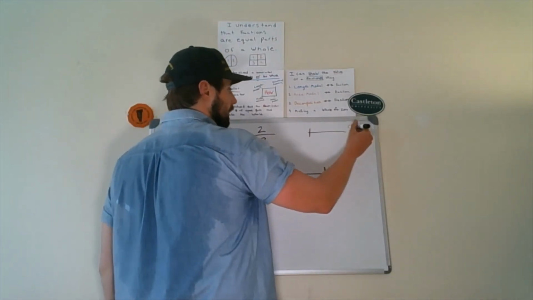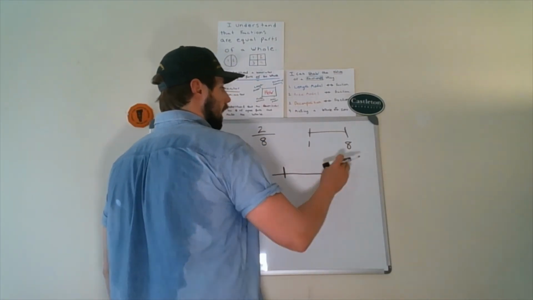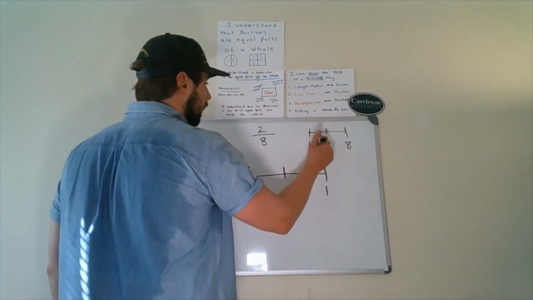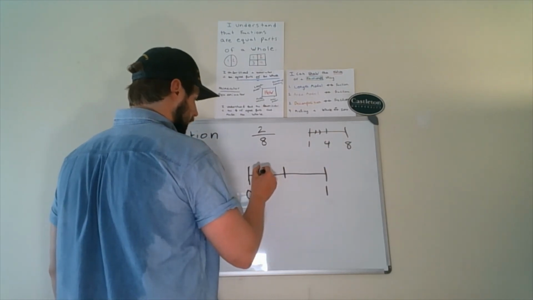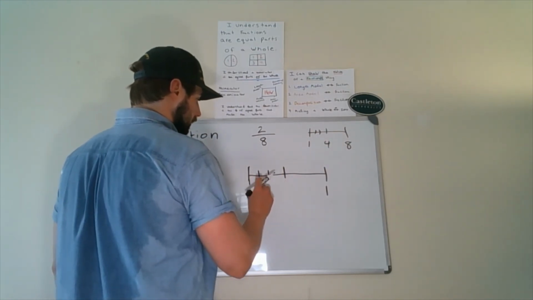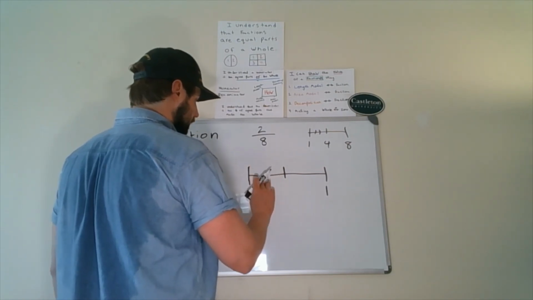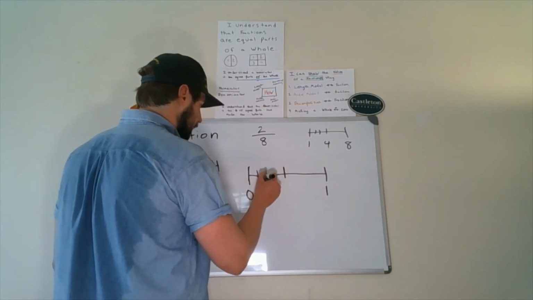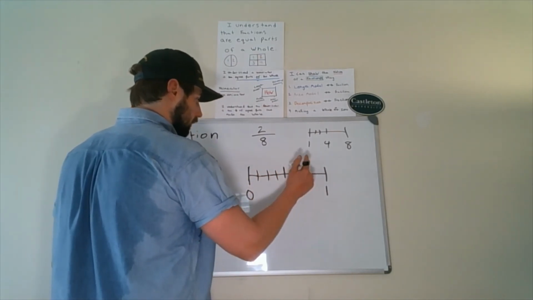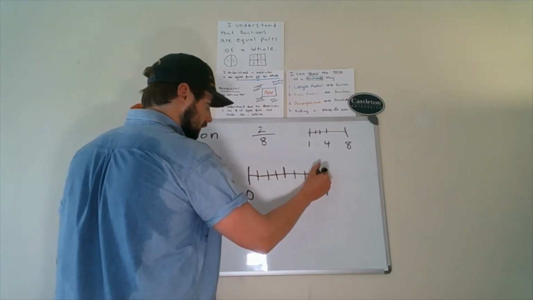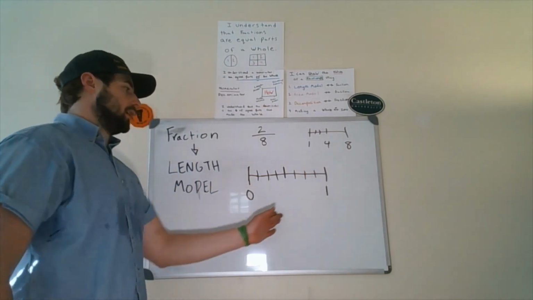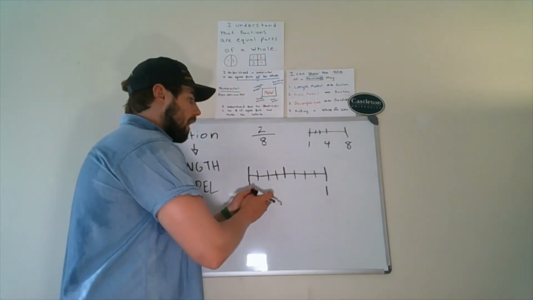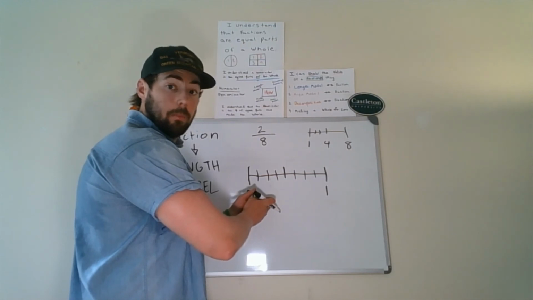If I were to have 8 on a model, I know that 4 would be in the middle. So I can have 2 parts, 3 parts. Everyone makes mistakes, guys. In between 1, 2, 3, 4, 5, 6, 7, 8. I just partitioned this length model into 8 equal parts. Make my length model look like yours. Pause the video if you need to.